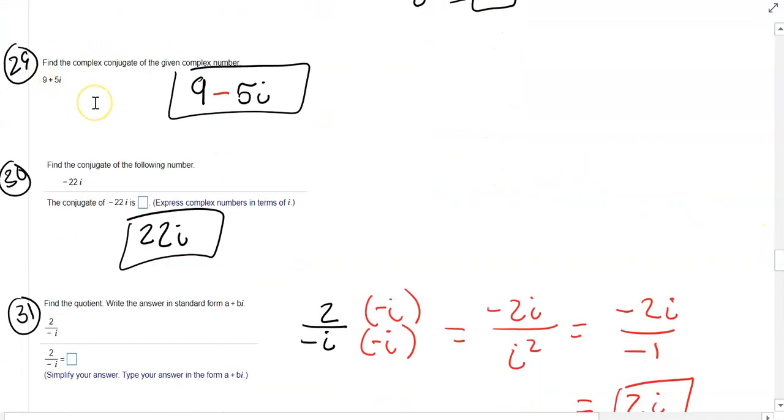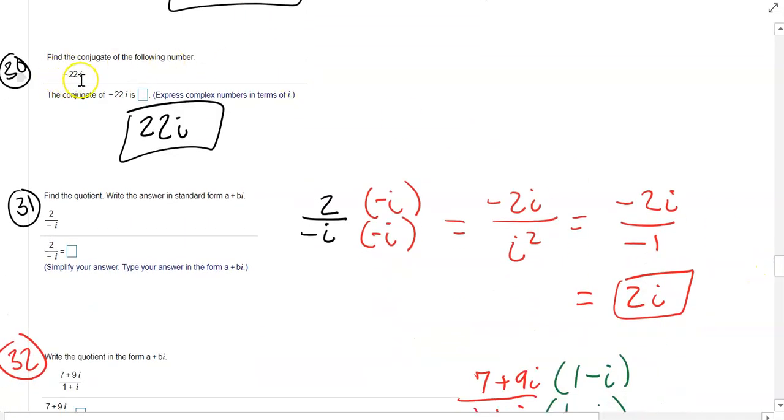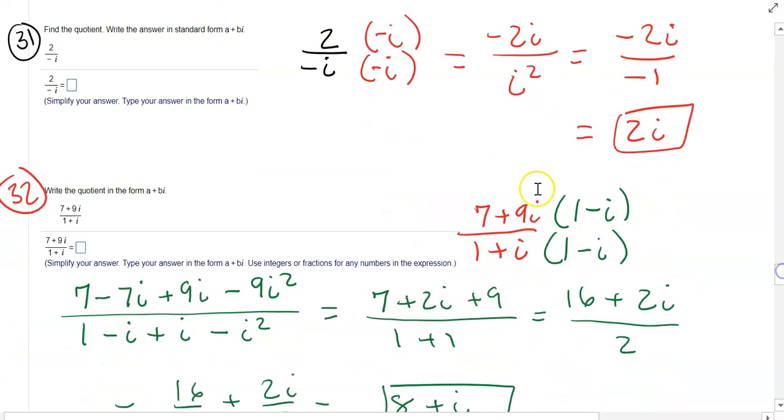Next up, we're looking at the conjugate, and this is when we're going to start to simplify any type of complex number when we're dividing by a complex number. And so here, I just simply change whatever my imaginary sign is. So since it's plus 5i, my conjugate is minus 5i. So 9 minus 5i. Here it is 0 minus 22i, so my conjugate would be 0 plus 22i, or just 22i. And here we're going to actually use multiplying by the conjugate.